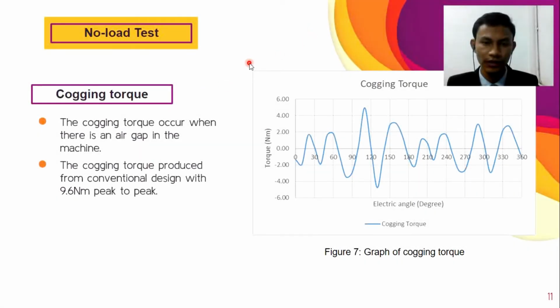Cogging torque need to be analyzed in this project. The cogging torque will happen when there is an air gap in the machine, means like in the machine we have air gap between rotor and stator. So when the cogging torque is high it will cause effects to the machine, like vibration and noise. So the vibration is not good for the machine. So in conventional design I get the cogging torque is 9.6 Newton meter peak to peak.